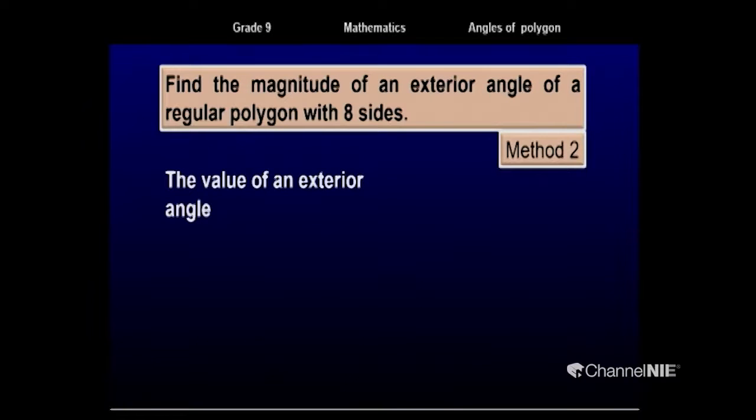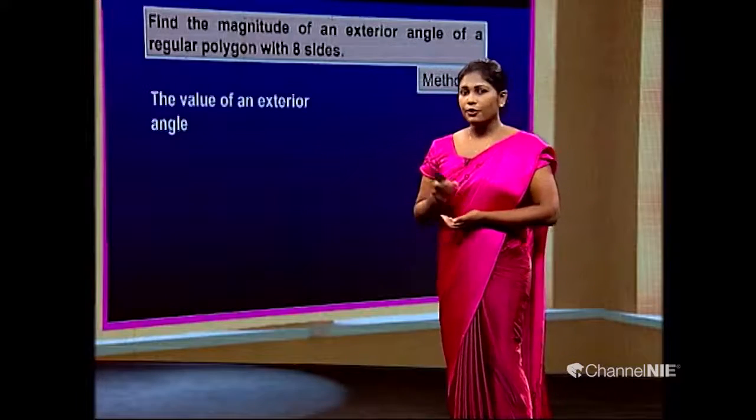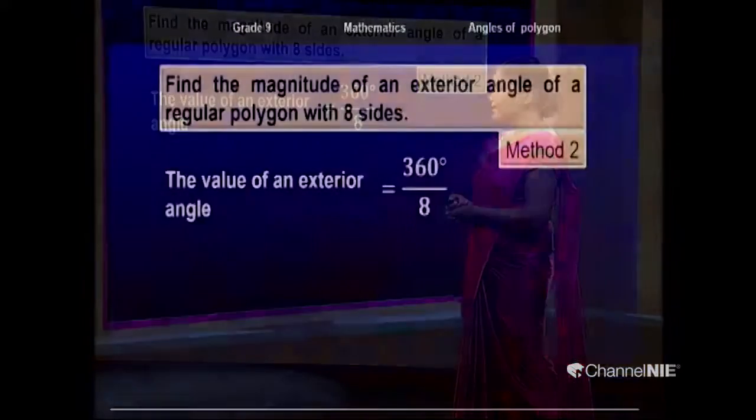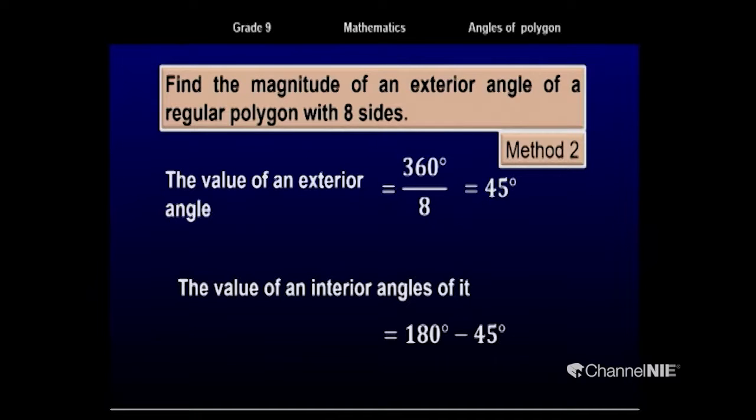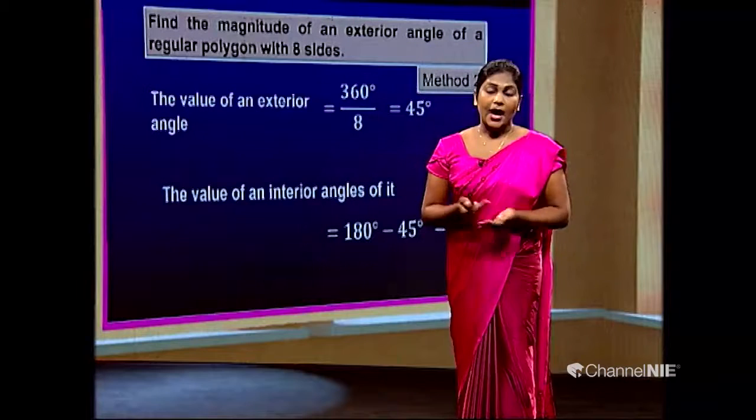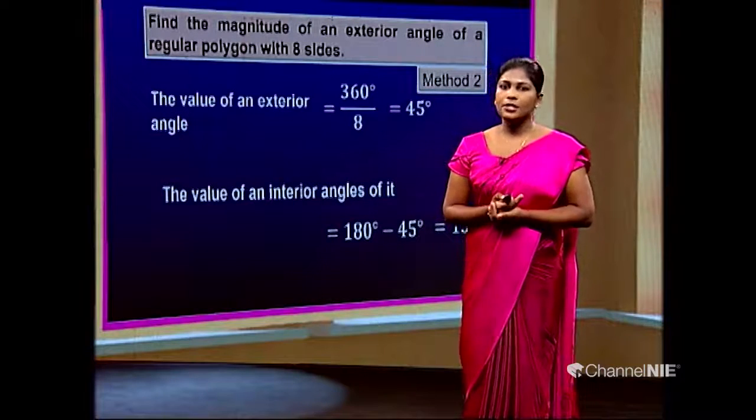Method number 2. Look at that. The value of an exterior angle is 360 degrees divided by 8, because we know the sum of the exterior angles is equal to 360. So when we divide by 8, the answer is 45 degrees. Then you can obtain the value of the interior angle, equal to 180 minus 45. Why? Because the sum of the interior plus exterior angle per vertex is equal to 180 degrees. And also you can take 135 degrees.